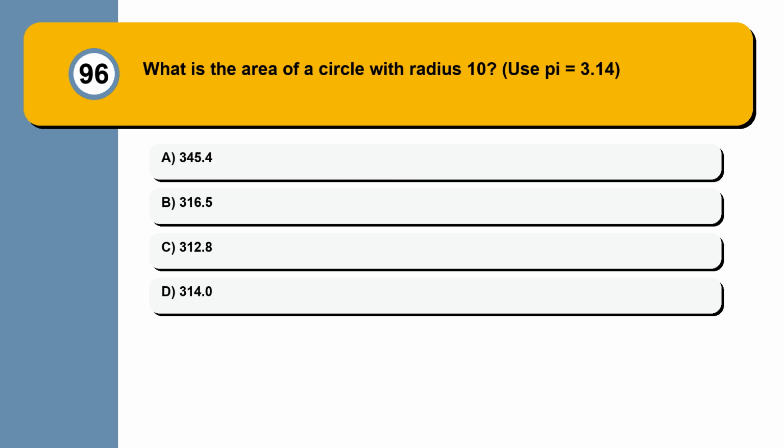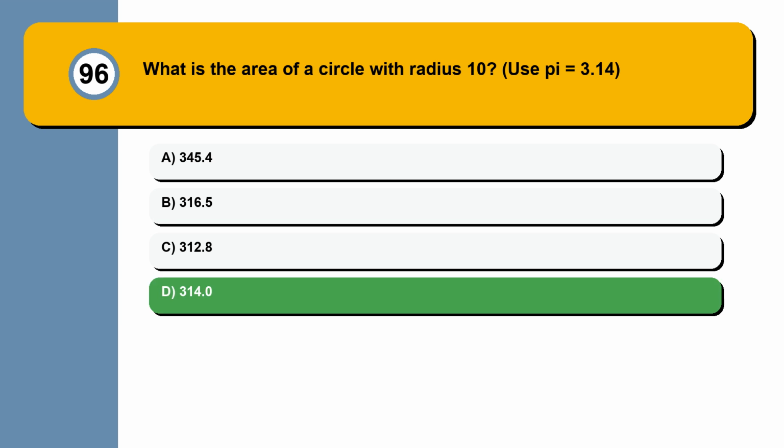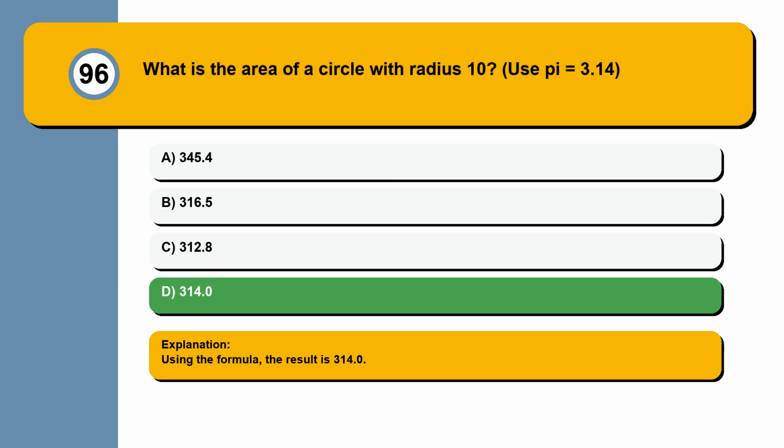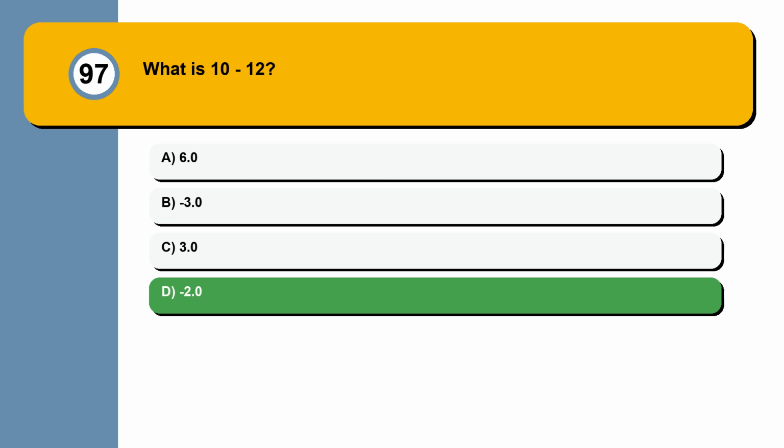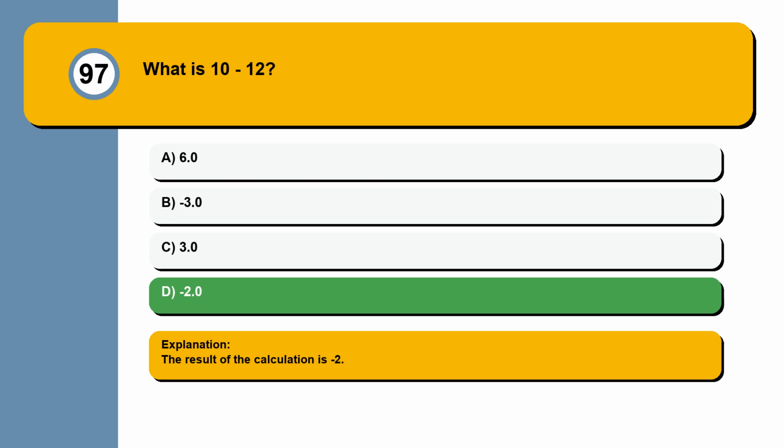Question 96. What is the area of a circle with radius 10? Use pi equals 3.14. 345.4, 316.5, 312.8, 314.0. Using the formula, the result is 314.0. Question 97. What is 10 minus 12? 6.0, minus 3.0, 3.0, minus 2.0. The result of the calculation is minus 2.